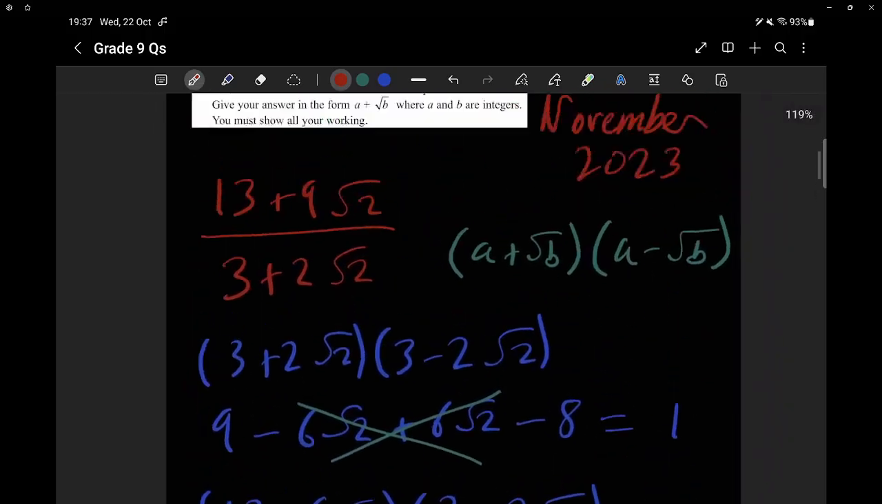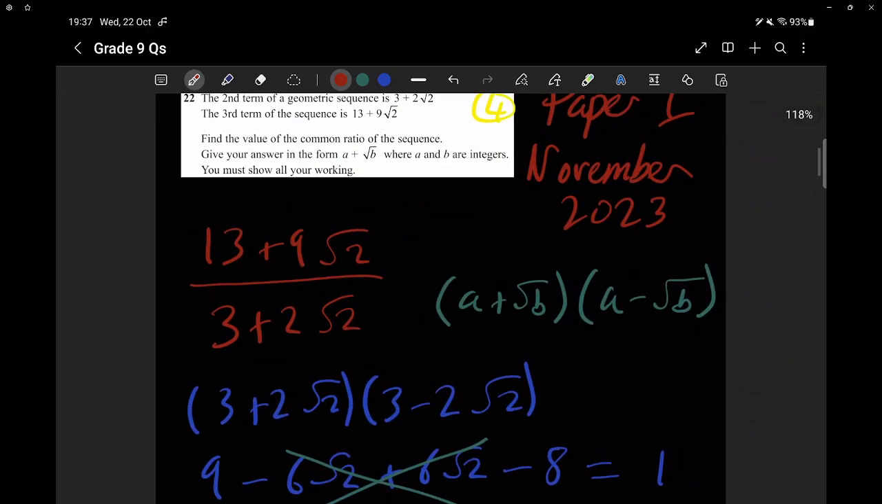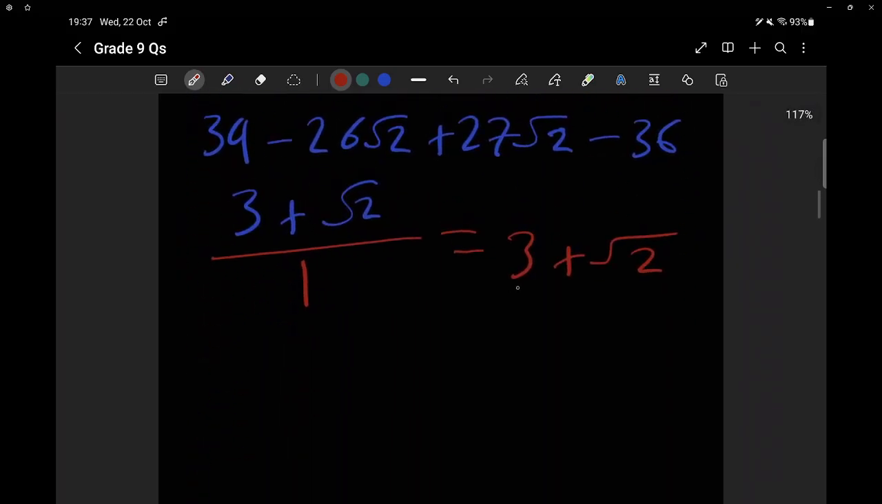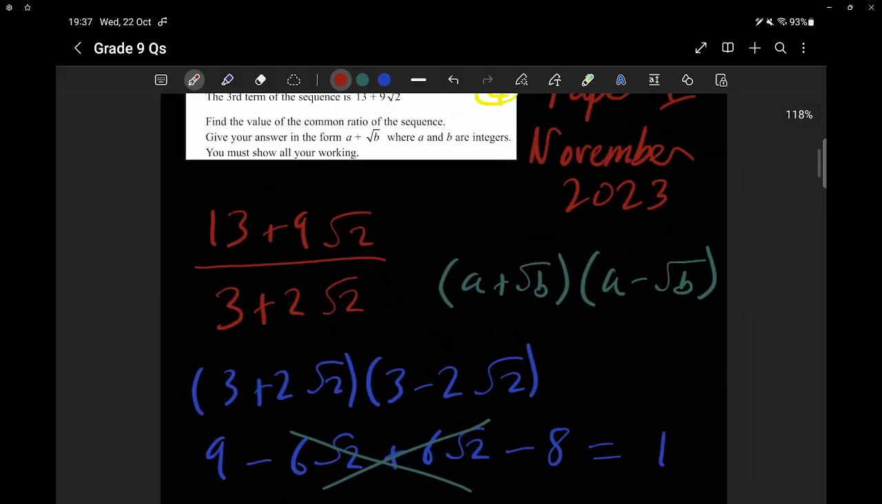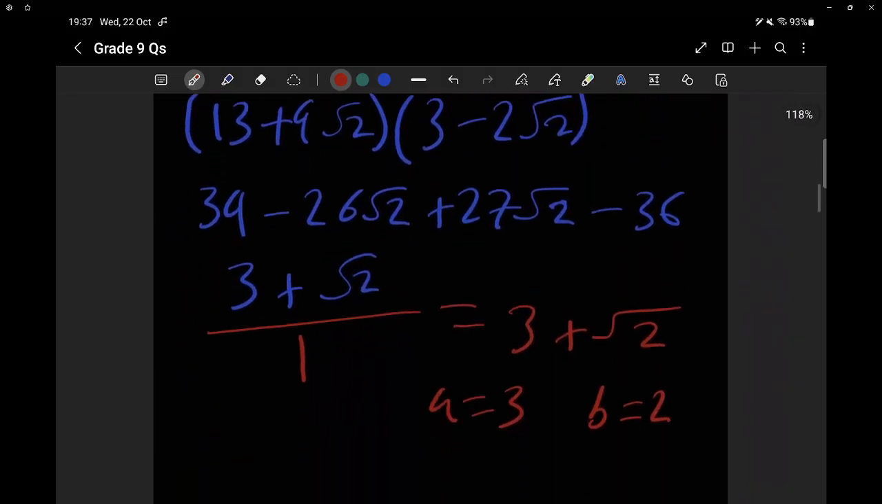So if we look back at the question, give your answer in the form a plus root b. That is our form a plus root b. If you want, you can write a equals 3 and b equals 2 as well. And there we have it. That would be our 4 marks there.